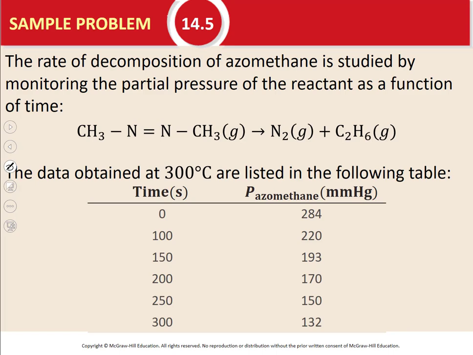They're just off by a factor of 1 over RT, which came from the ideal gas law. But when you're just comparing, you can still use the pressures as concentrations when you're doing these rate laws. Here's the following data that's obtained at 300 degrees Celsius. As time goes on, here are my pressures. And this example is on page 622.